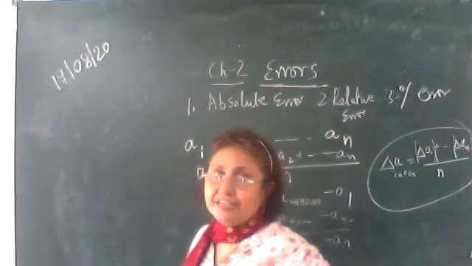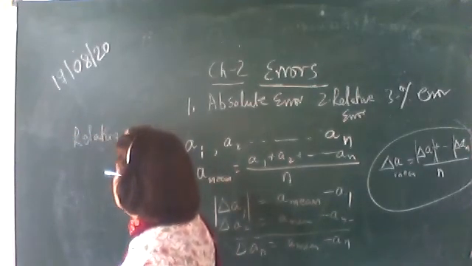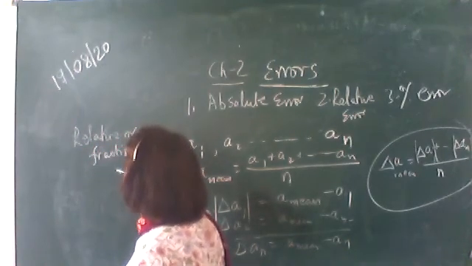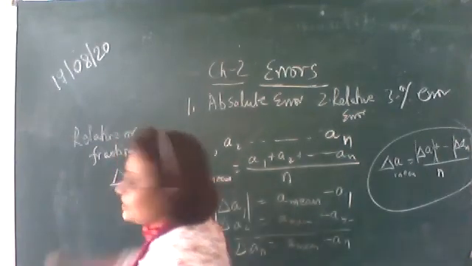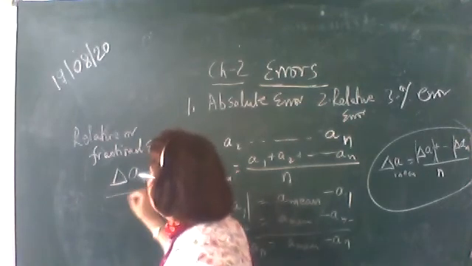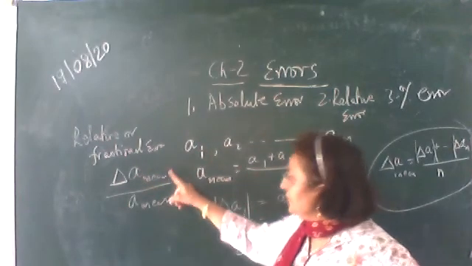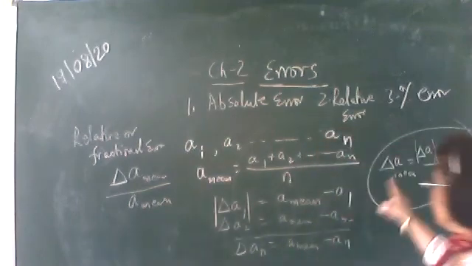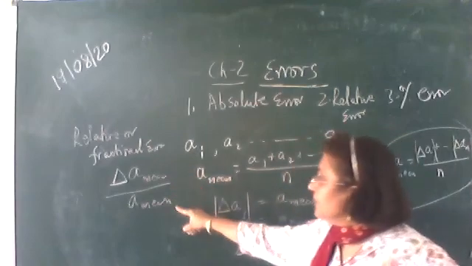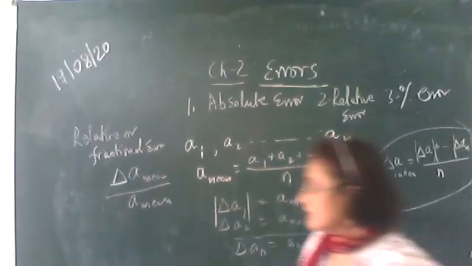Now the next is relative error. Relative error, which is also called the fractional error. It is the ratio of the mean absolute error to the mean value, to the true value, to the actual value. This is the mean absolute error and this one is the mean value. The ratio of the mean absolute error to the mean value, we call it relative error or it is called the fractional error.